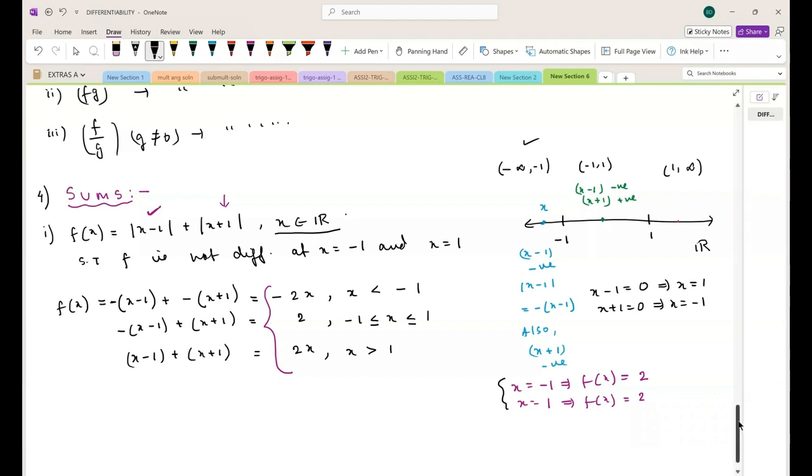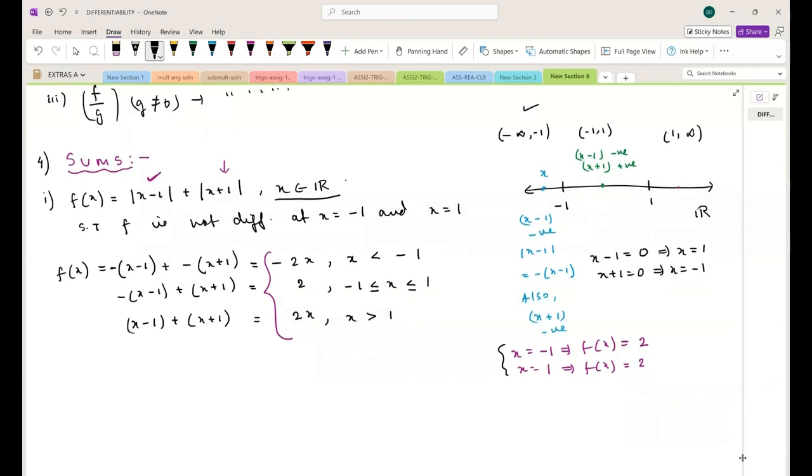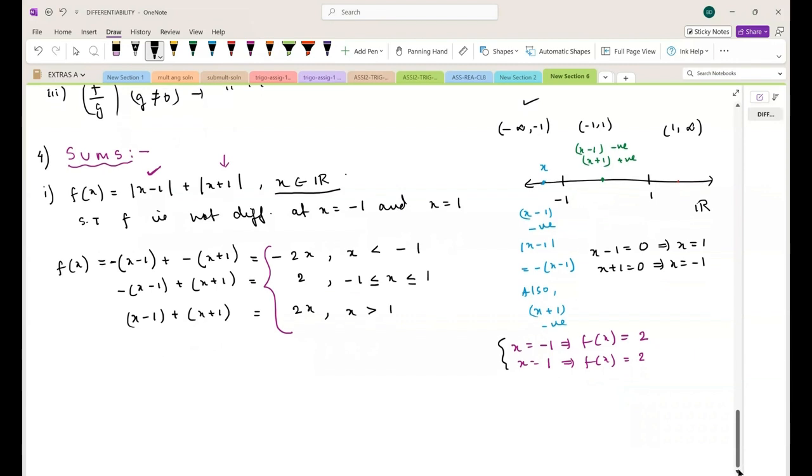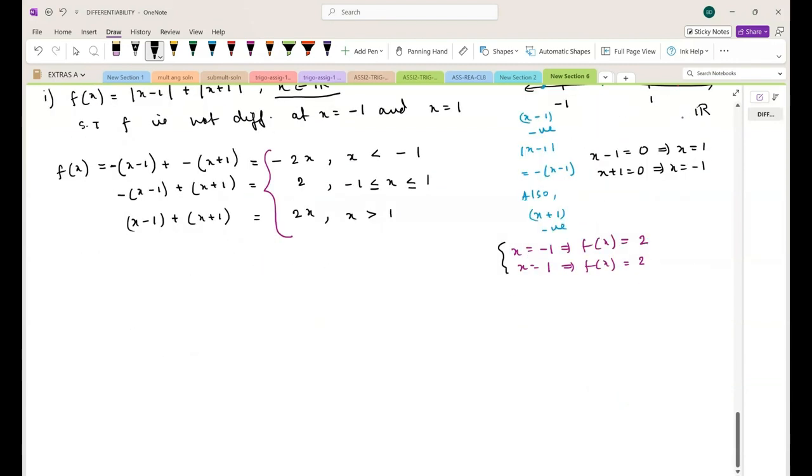Okay, so now that we have redefined the function, let us check the differentiability at the 2 points, minus 1 and 1, separately. So, differentiability at x equal to minus 1.